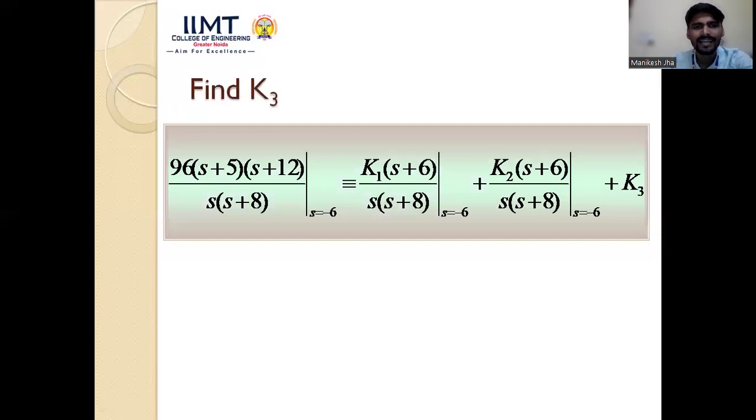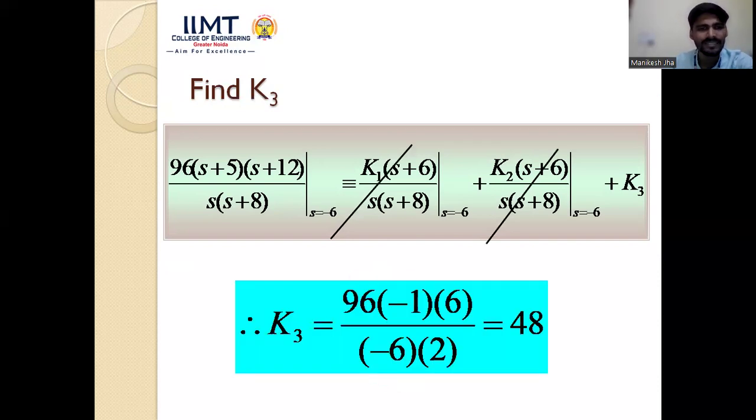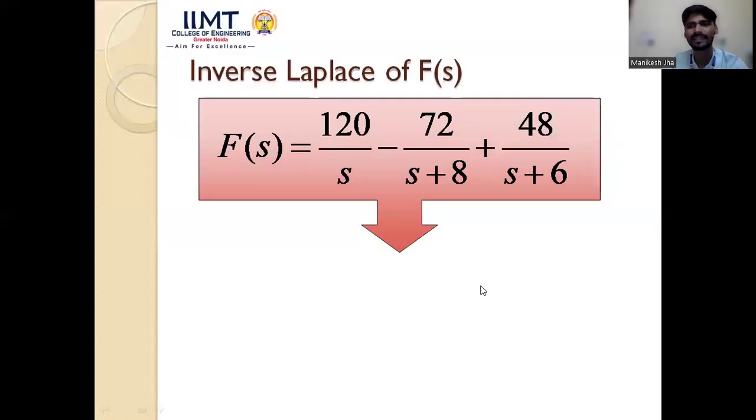Similarly, k3 will be defined at s equal to minus 6. In the expression we put the value of s equal to minus 6. So the k1 and k2 terms cancel out. From here, how much do we get for k3? 96 into minus 6 plus 5, which is minus 1, and minus 6 plus 12, which is 6, divided by minus 6 into minus 6 plus 8, which is 2. So k3 we get 48. So k1, k2, k3 we got.